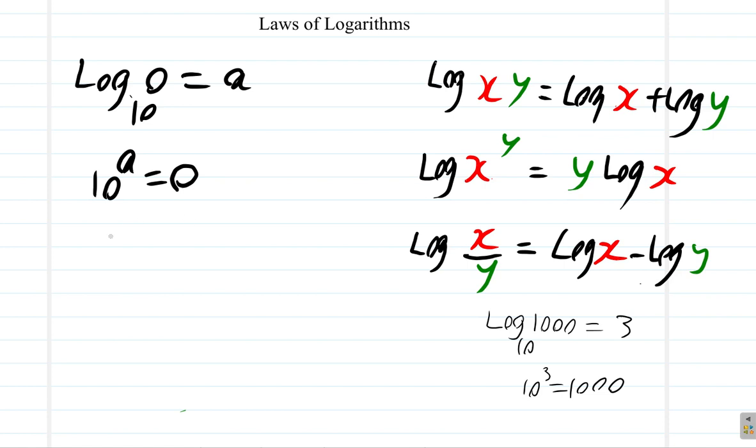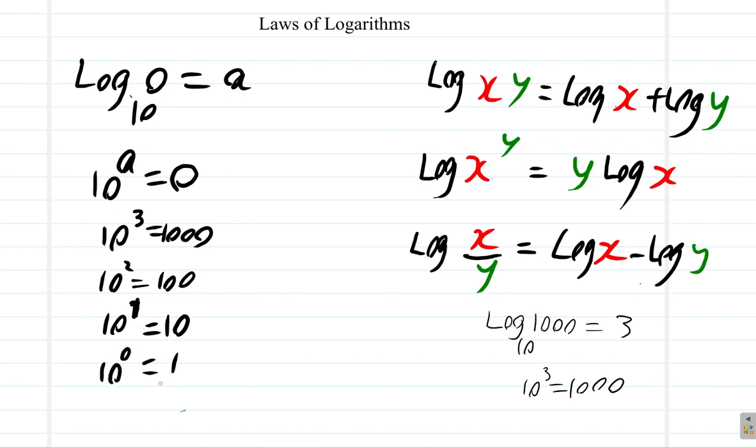Let's try. If we have 10 to the 3, we get 1000. If we have 10 to the 4, we get 10,000. Oh, we're going in the wrong direction. We should be going down, not up, because we want to reach 0. 10 squared is equal to 100. 10 to the 1 is equal to 10. Oh, good. We're going in the right direction. We're getting smaller. 10 to the 0 is equal to 1.